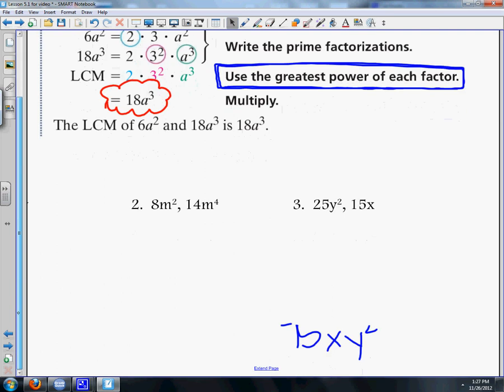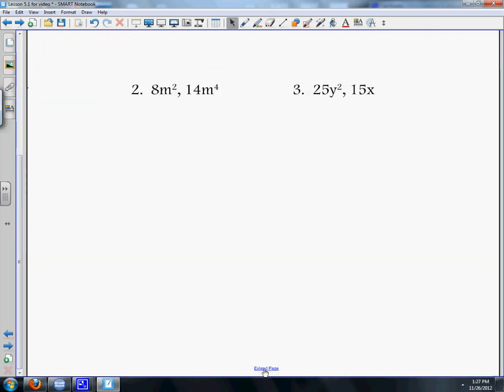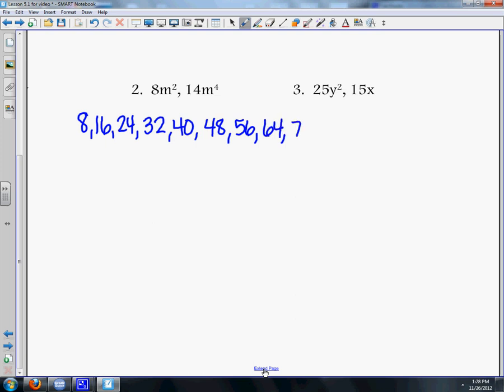So let's try 2 more. You can try them on your own. And push pause, and then we'll go over them. All right, so 8 and 14. So I have 8, 16, 24, 32, 40, 48, 56, 64, 72, and then we'll try 14.